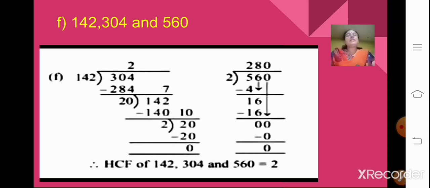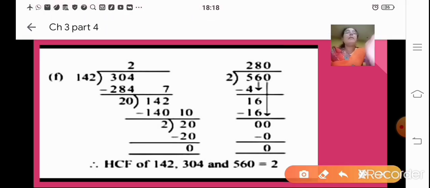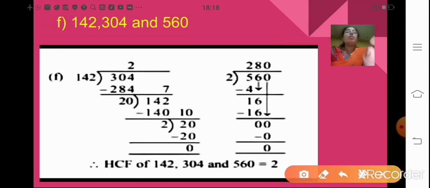Now coming to the next sum. All these sums you have to solve in your maths notebook, children. Okay. So solve it. If you feel you can do it on your own, do it and then check with the answer. 142, 304 and 560. First, let us take these two numbers, that is 304 and 142. So 304 is my dividend, 142 becomes my divisor.